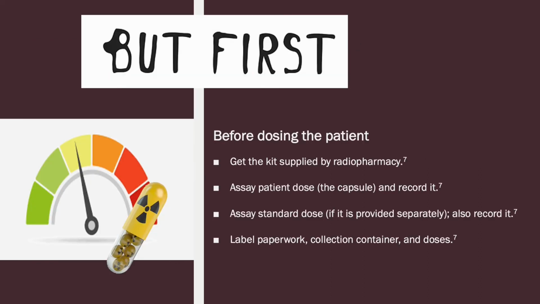But before dosing your patient, get the kit from the radio pharmacy and assay the patient dose and record this, as you need to know the exact dose given to the patient. Also assay your standard dose and record this as well. Label your paperwork, your collection containers, your vials, and your doses accordingly.